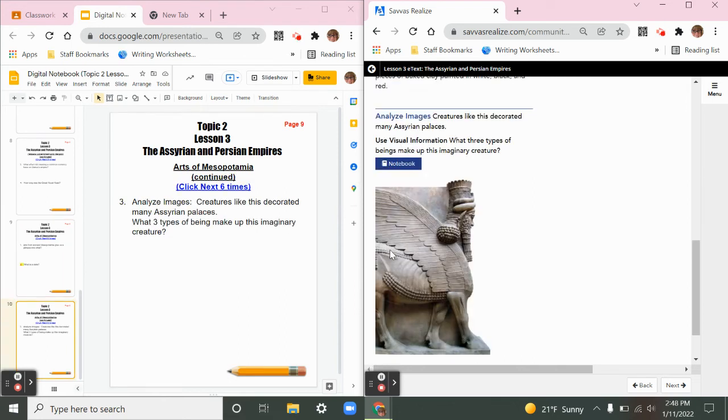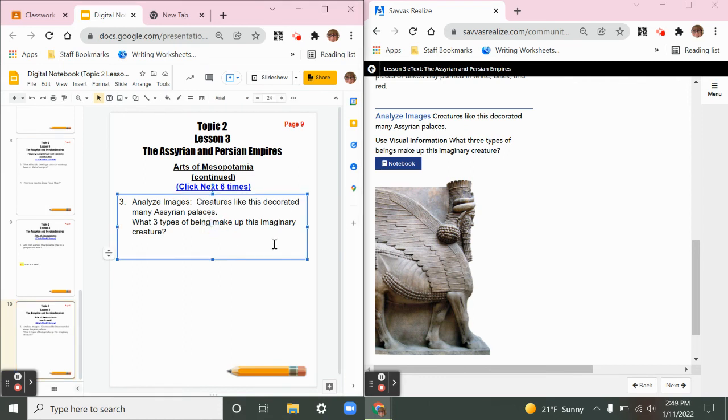All right, last page of our digital notebook. Number 3, I want you to analyze this image. So creatures like this decorated many Assyrian palaces. What 3 types of beings make up this imaginary creature?